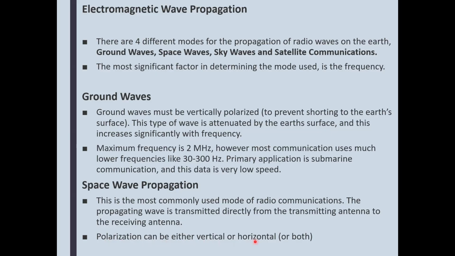which means if you have a vertically polarized antenna, which means it's perpendicular to the surface of the Earth, the receiving antenna also has to be perpendicular to the surface of the Earth. But if the antenna is parallel to the surface of the Earth, the receiving antenna also has to be. But you can use either system. You can decide. So that's what it means. Polarization can be either vertical or horizontal or both.